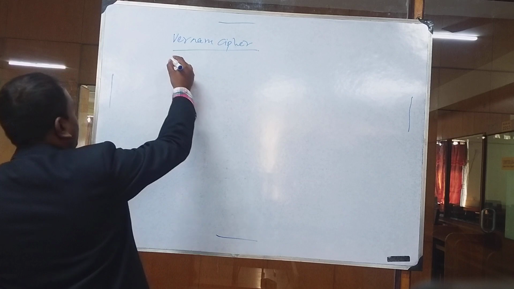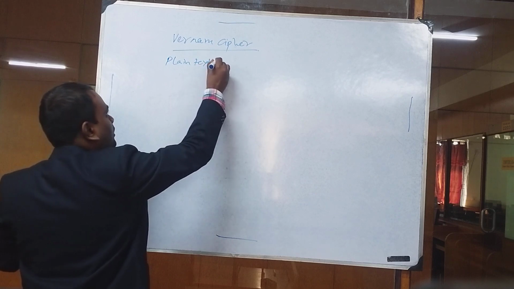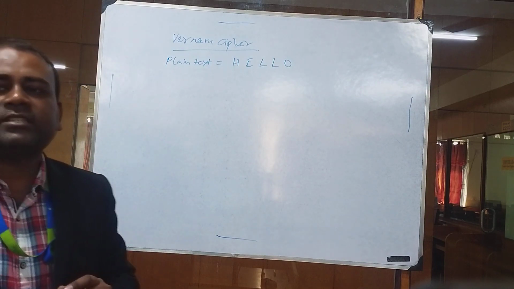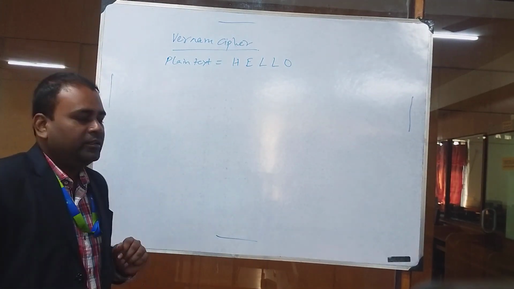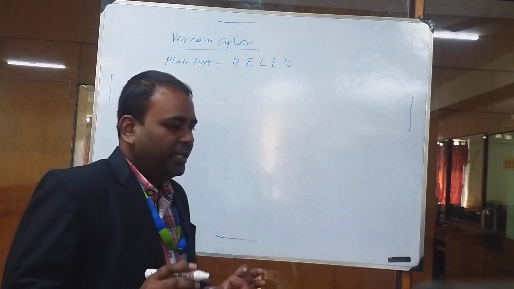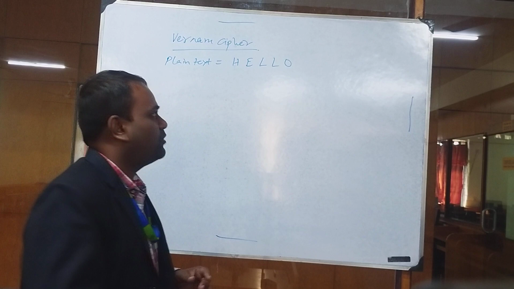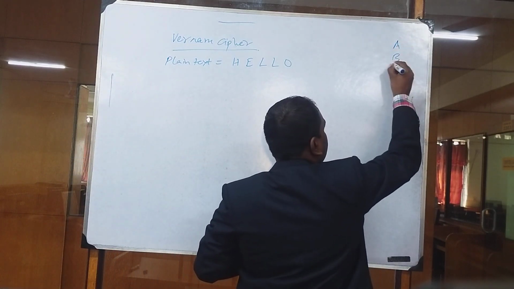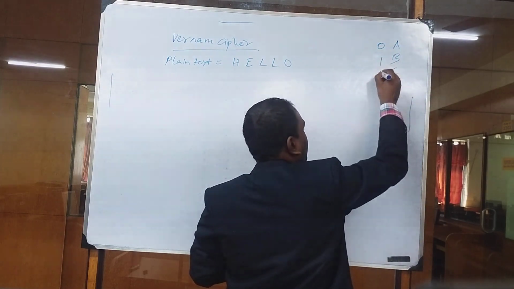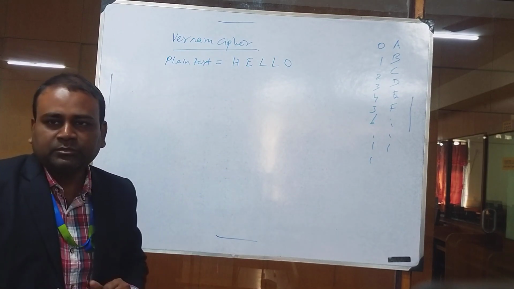So suppose for example our plain text will be HELLO. Hello is our plain text. Everyone knows the alphabetic characters. In English we have 26 total characters, so we have to number those characters one by one. For example, A, B, C, D, E, F and so on, starting from 0, 1, 2, 3, 4, 5, 6 and so on. We have to number it like that.